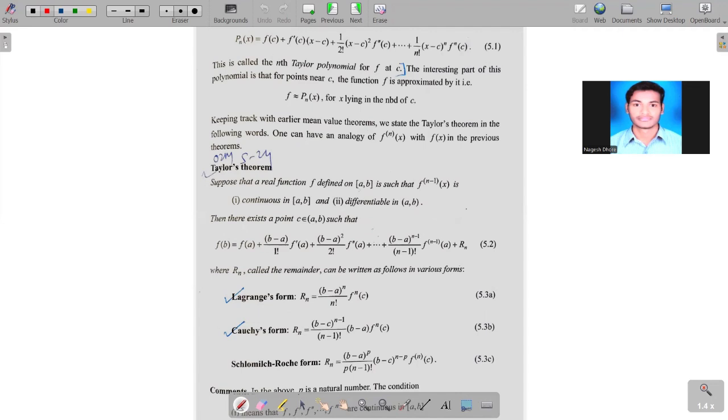Okay, so the most important part is this Taylor theorem. Okay, this is important for solving the problem also.